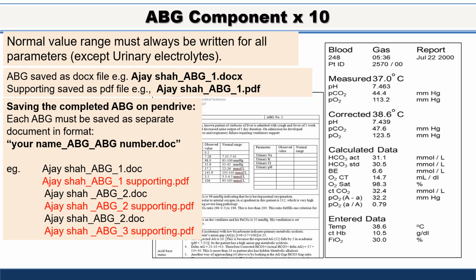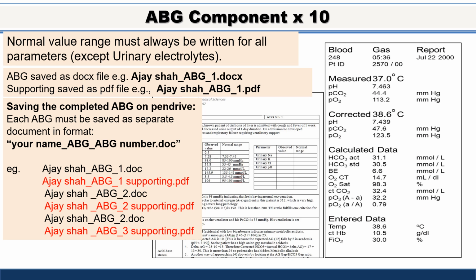The template has to be saved as a docx or a doc file, the docx is the newer version of Word document. So you'll save it as your name, not the patient's name, your name, underscore, what is the component, here it's ABG, underscore 1 or underscore 2, underscore 3, as you do different ABGs. The supporting file has a similar structure, but it ends in PDF, and that allows us to know whether we're looking at the completed template or we're looking at a supporting file.